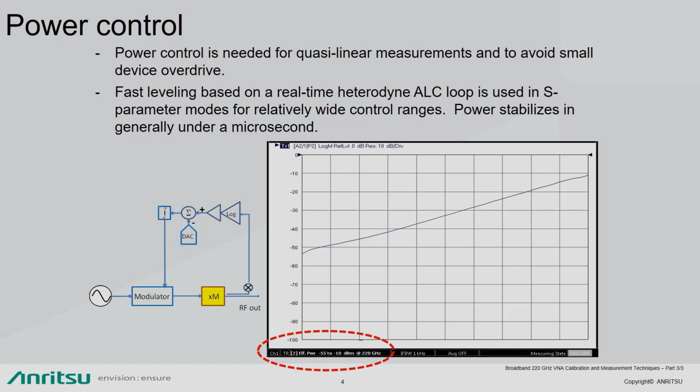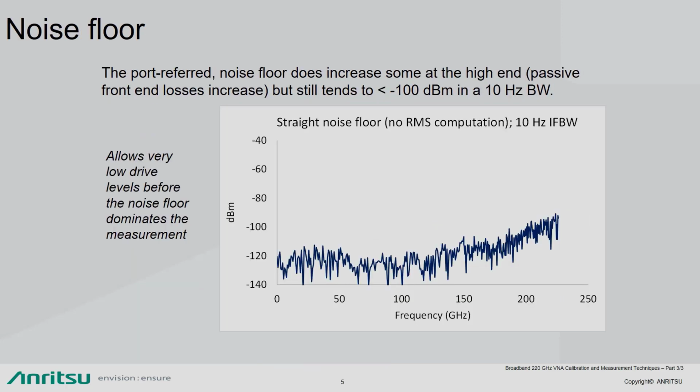The ALC circuit provides fast leveling based on a real-time heterodyne ALC loop and power stabilizes in generally under a microsecond. So this plot shows level control down to minus 55 dBm and up to minus 12 dBm at 220 GHz. And as far as noise floor levels, here we see a noise floor at the higher frequencies that continues to be in the minus 100 dBm range.